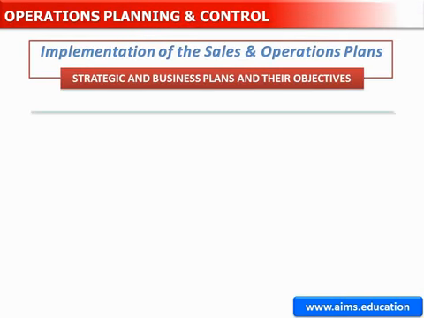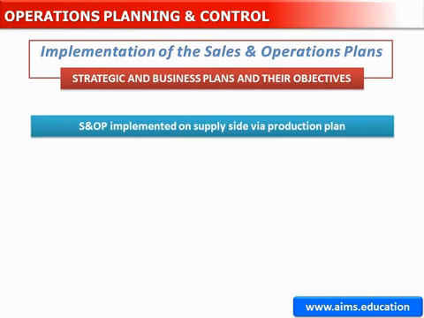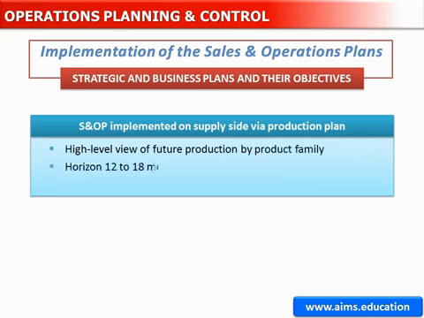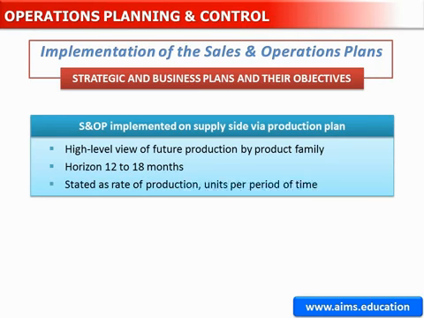The organization's sales and operations plan is implemented on the supply side of the organization through a production plan. The production plan is a high-level view of future production requirements over a planning horizon of 12 to 18 months. The projections are made by product family, often grouped by similar manufacturing processes, and are generally stated as a rate of production, such as units per period of time.